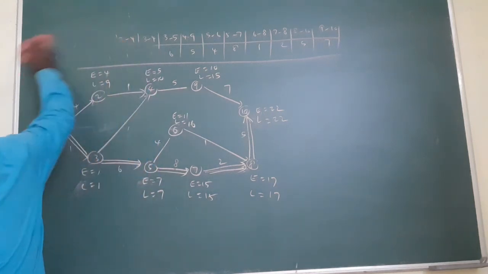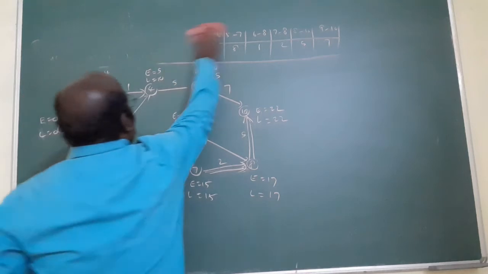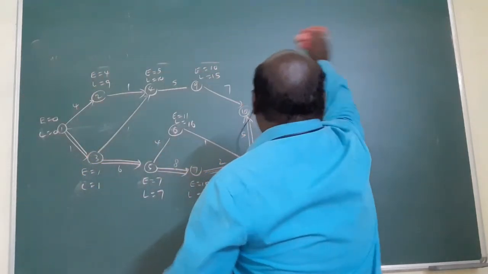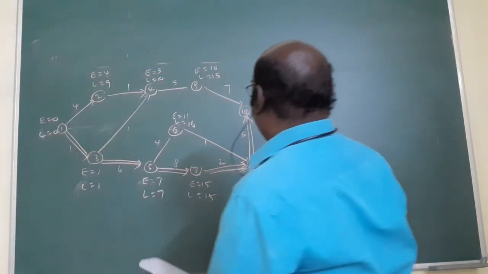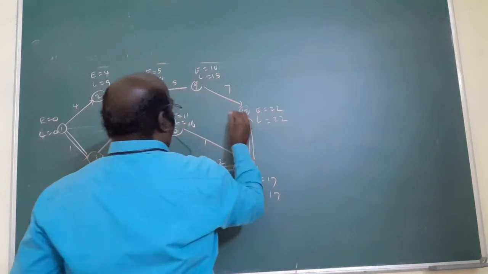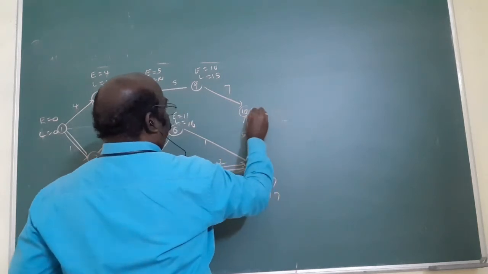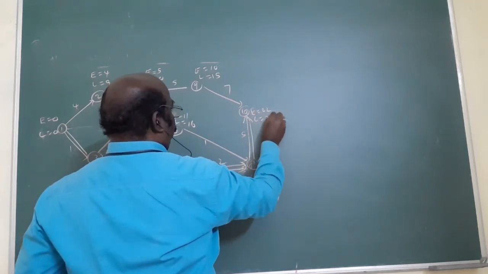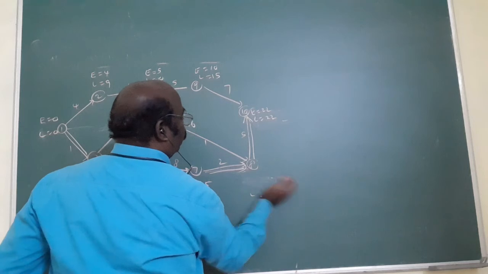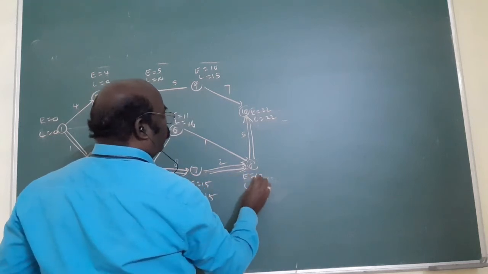Now this need not be considered. Now put the table here. Here the small number is 22. L is also 22, no? E is 17, L is also 17.